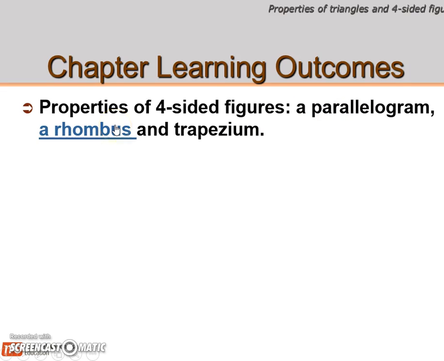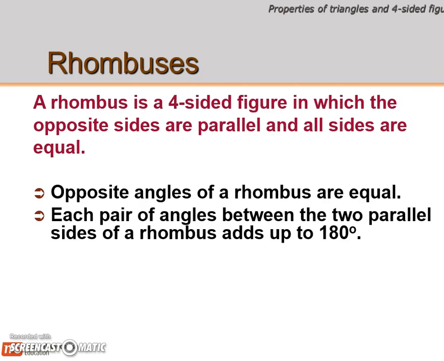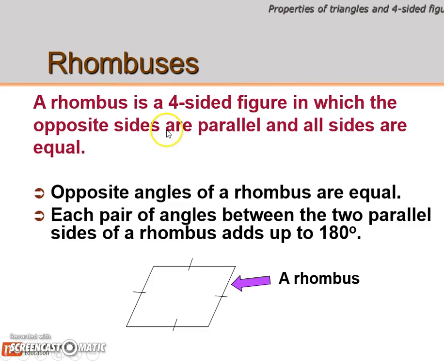So I'm going to start with rhombus first. In the previous video I talked about parallelogram. Today I'm going to talk about rhombus. Basically, a rhombus is a four-sided figure where all the sides are equal. So the opposite sides are parallel. Can you see it's a rhombus?